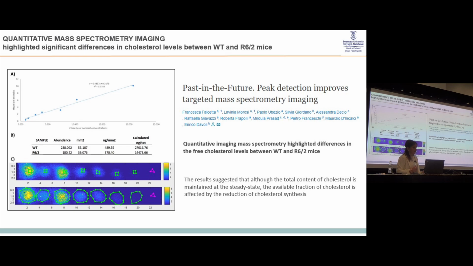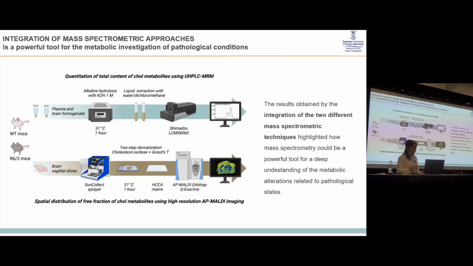And our results suggested that although the total content of cholesterol in brain is maintained at the steady state, as we found using the ASMS method, the available fraction of cholesterol is actually affected by the reduction of cholesterol synthesis in brain.